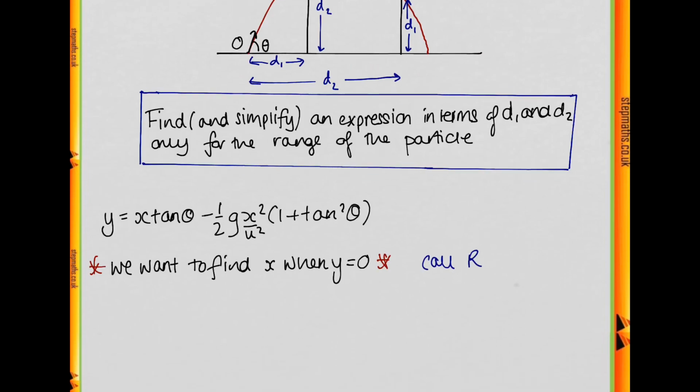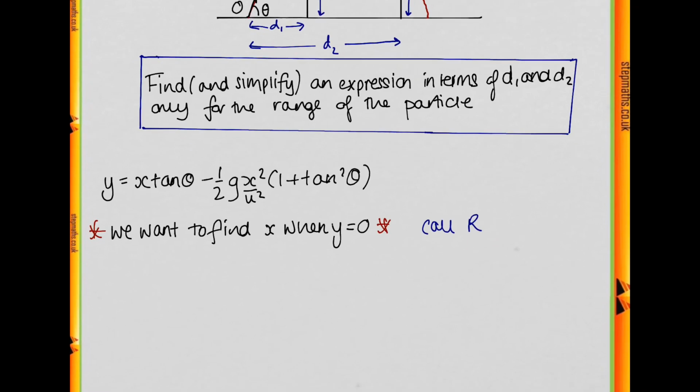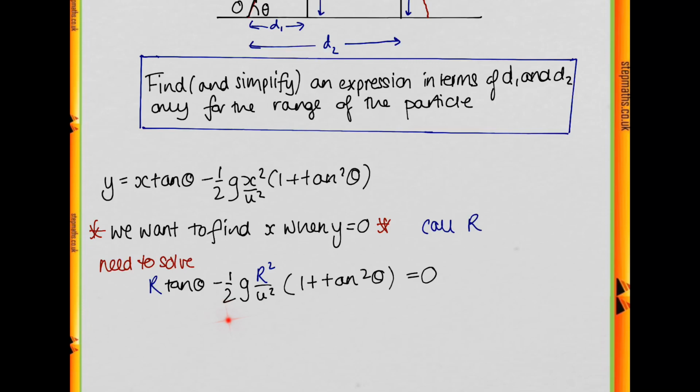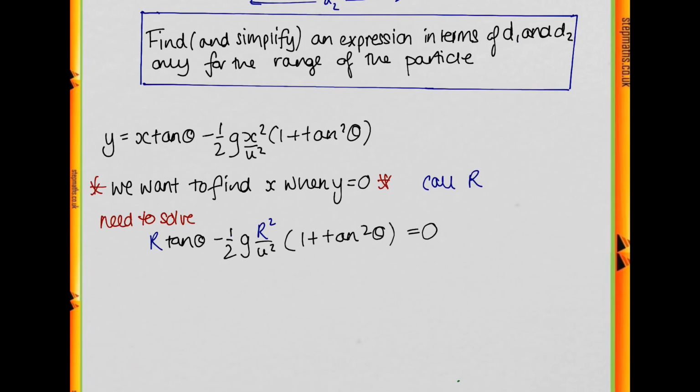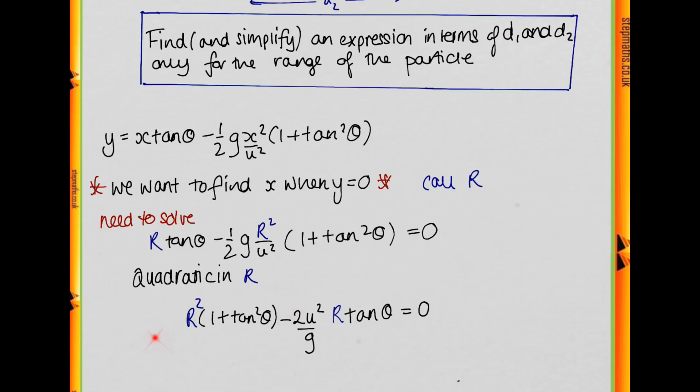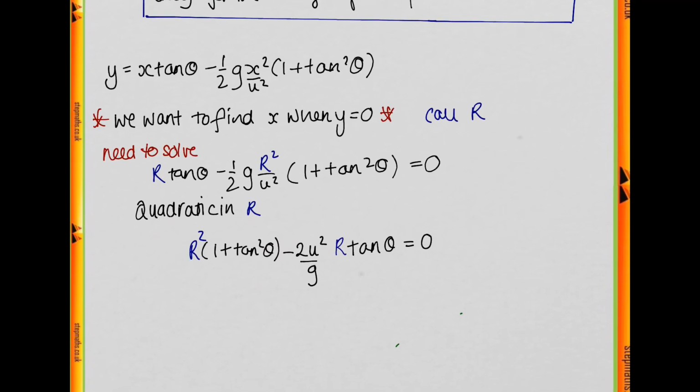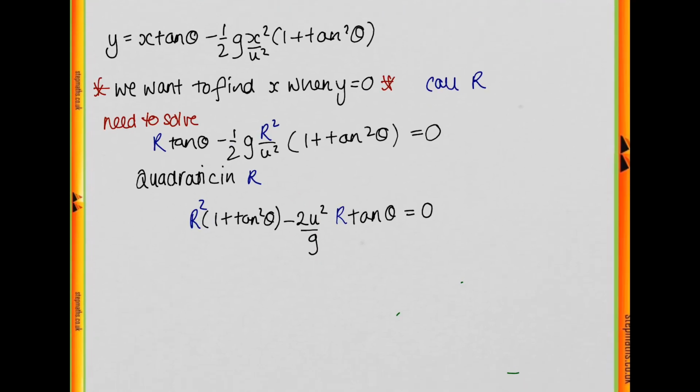So we want to find x when y is 0, and we'll call the range r. We need to solve the equation r tan theta minus half g r squared over u squared times (1 plus tan squared theta) equals 0. First of all, we know that we've got a quadratic in r. So writing it more explicitly as that quadratic and multiplying through by 2u squared over g, we get this quadratic. Note that r can't be 0 because that's just the starting position of the particle, so we can divide through by r. So we've got r times (1 plus tan squared theta) equals 2u squared over g times tan theta.